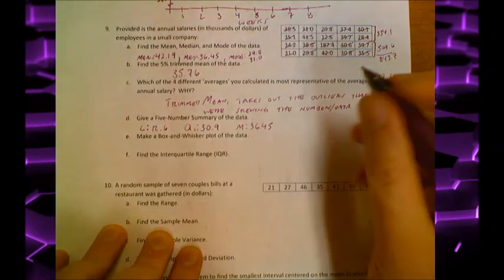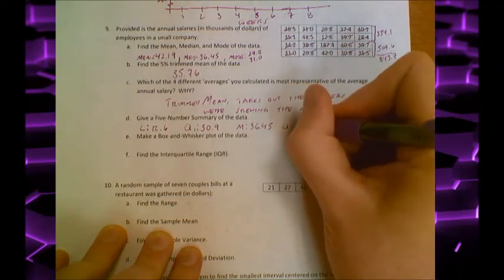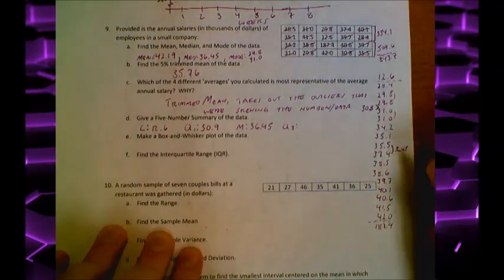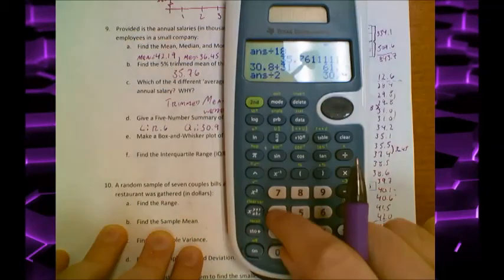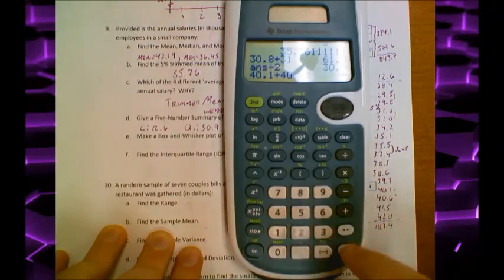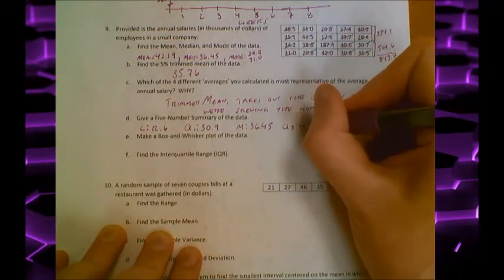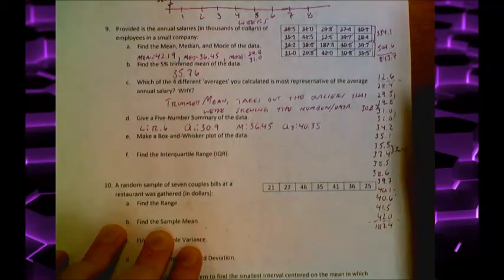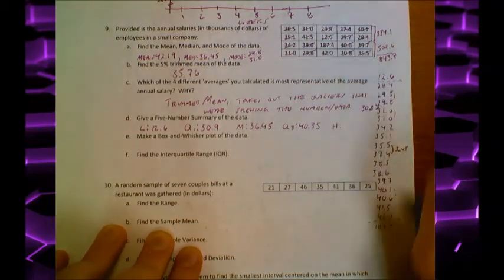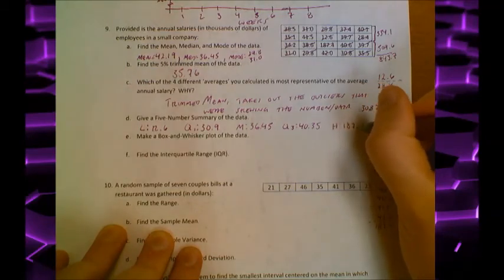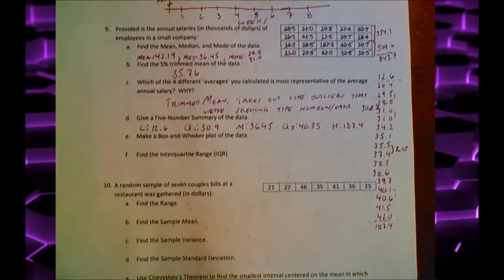Sorry about that. And then my third quartile is going to be halfway up here. So we have 1, 2, 3, 4, 5. So I'm halfway between these two. So 40.1 and 40.6. Divide that by 2, and I get 40.35. And then my high is going to be that 187.4.